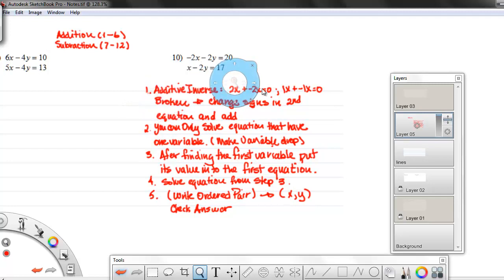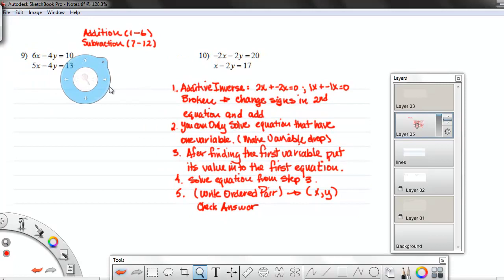We talked about the additive inverse and how we use the additive inverse to get a variable to drop out of an equation. So if the additive inverse is working, we can just go ahead and add them together. You can see where we're adding together. But if it's broken, if you look right here on problems number 9 and 10, I have a -4 and a -4. So if I add those together, it gives me a -8.